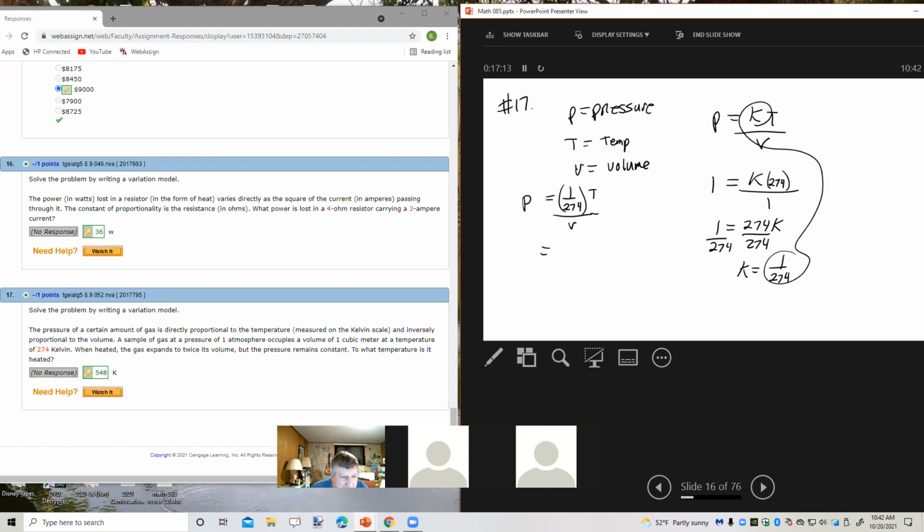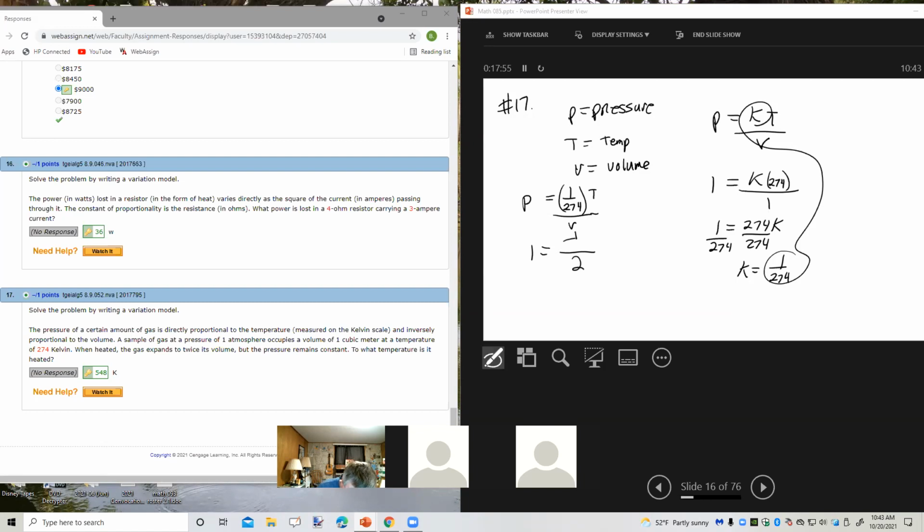Okay. See if I can read this correctly. A sample of gas at a pressure of 1 atmosphere occupies the volume. When heated, the gas expands to twice its volume, but the pressure remains constant. So the pressure would still be 1. Oh, that was good. Pressure would still be 1, right? Pressure remains constant. The gas expands to twice its volume. So that would be what? 2. Okay. To what temperature is it heated?